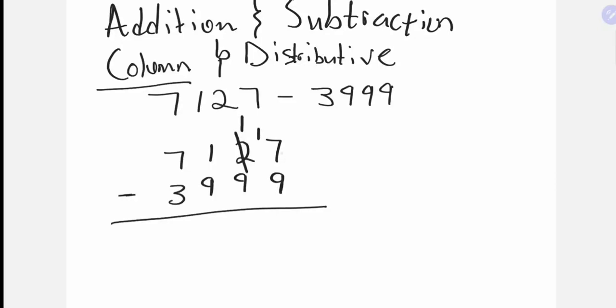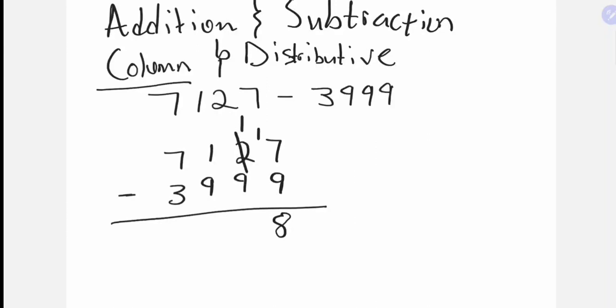So we're going to say 17 minus 9. 17 minus 9 will give us 8, right? Now that we're done minusing our units, we move on to our tens. But you see now the catch is it's 1 minus 9. 1 can't really minus 9 without giving us a negative answer. And we want a positive answer.